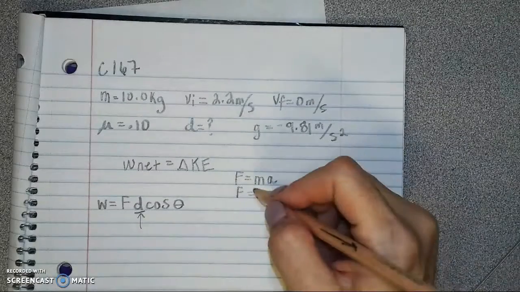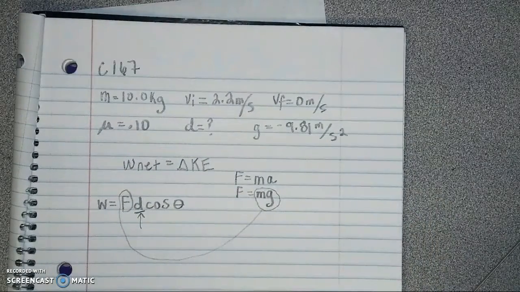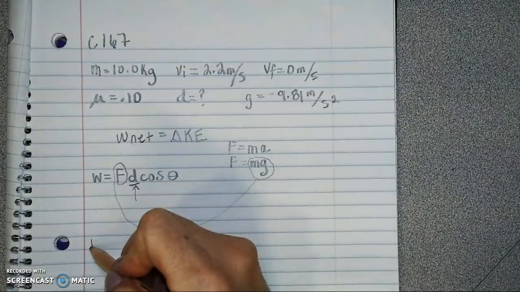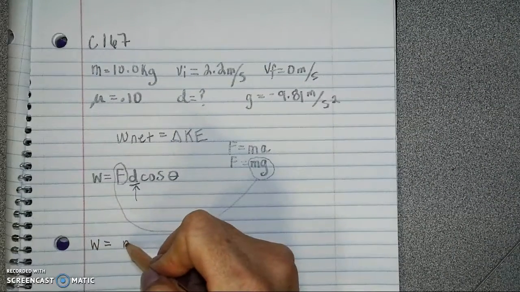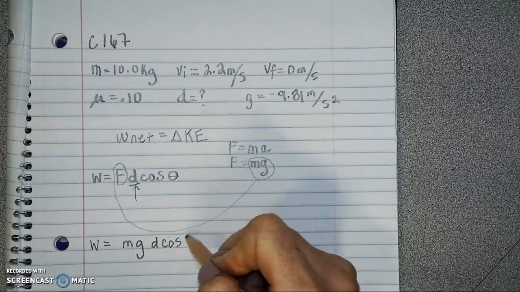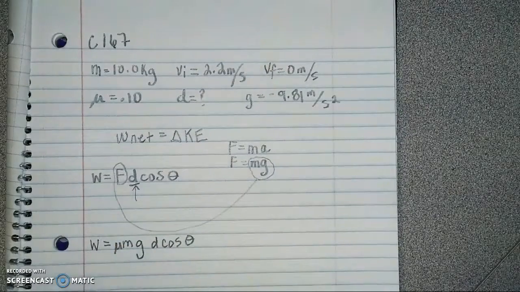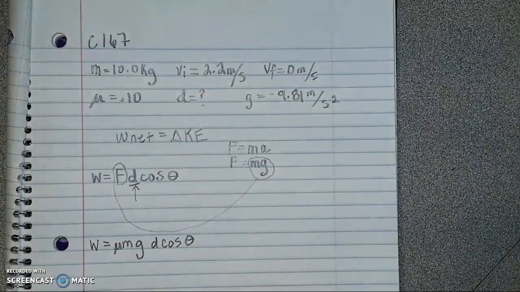So I can substitute mg here for that F and come up with my work is equal to mg d cosine theta. And don't forget, we have to add mu to the front of this, because mu is going to be affecting how much the friction is going to affect that force. Okay, so we're adding mu to the front. That's that coefficient notation.